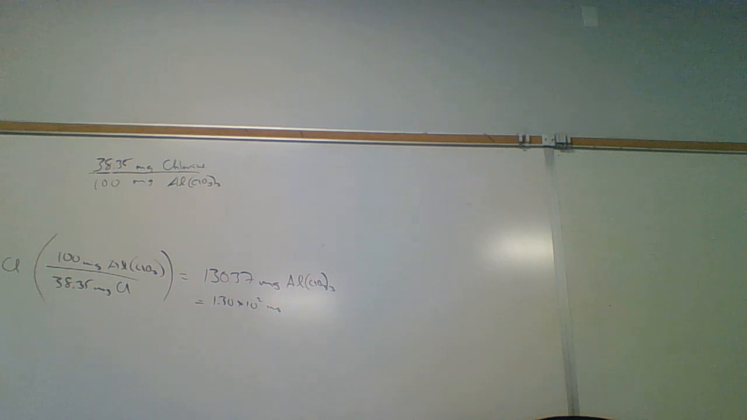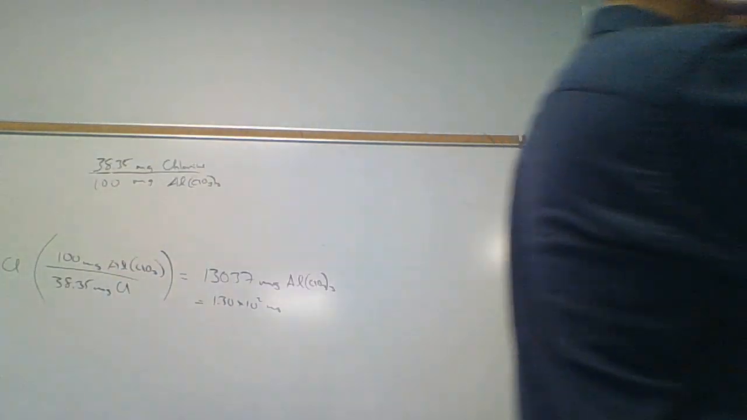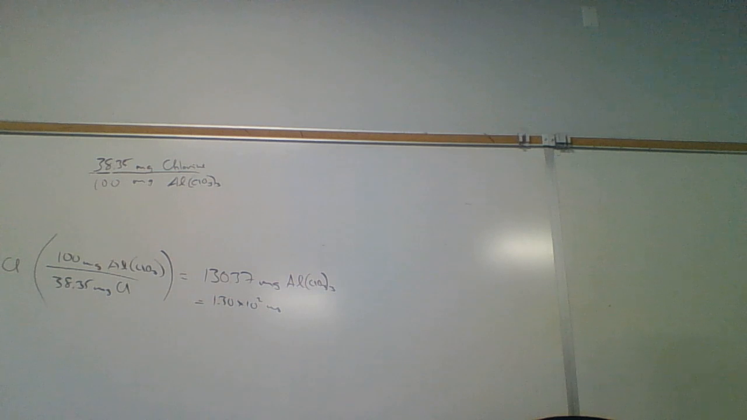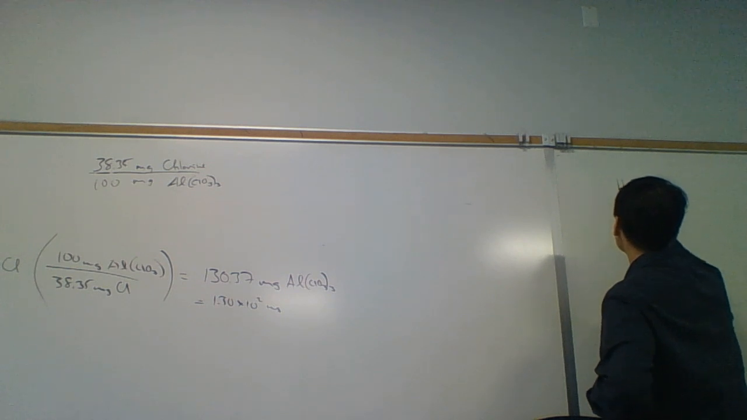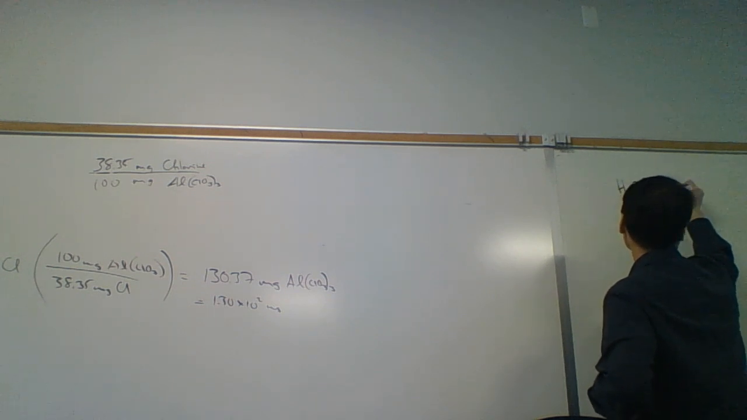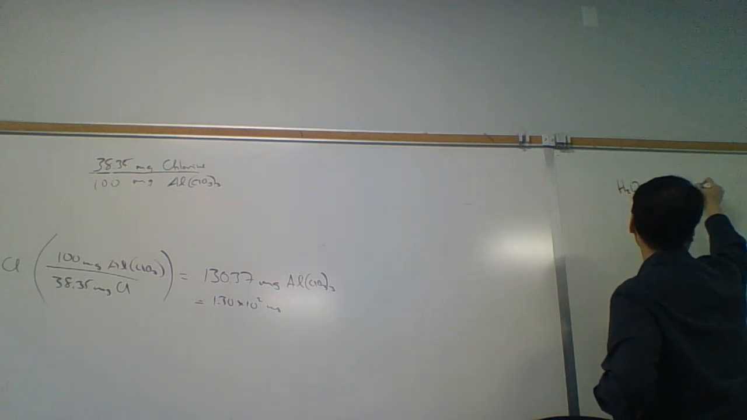Now we're going to talk about our formulas, empirical formulas. Empirical formulas, this is the lowest ratio, that is the simplest whole number ratio. And so empirical formulas, they give you less information. So for example, this is hydrogen peroxide.